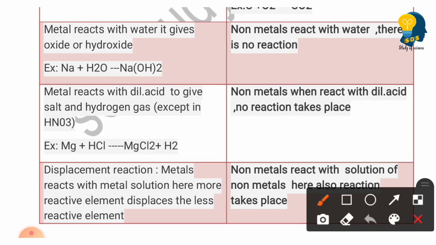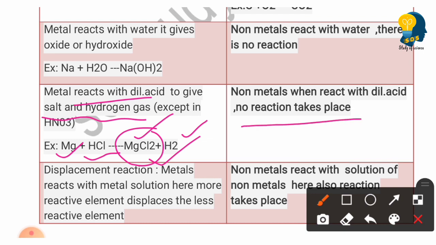Looking at the next point, metals react with acid to give salt and hydrogen gas. This one I had explained in the previous class. For example, when magnesium metal reacts with a dilute acid, it should be dilute acid, not concentrated. So when magnesium reacts with dilute hydrochloric acid, it forms magnesium chloride, which is a salt, and there is also the liberation of hydrogen gas. Looking at the non-metals, when a non-metal reacts with a dilute acid, no reaction takes place.